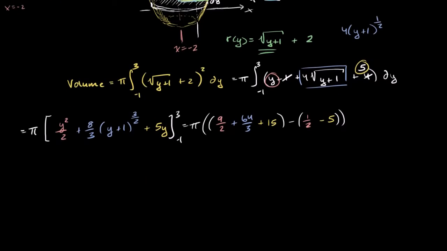So let's do it. So this whole thing is going to simplify to pi times, and it looks like, let's see, our least common multiple of all of these denominators is going to be 6. So let's put everything over a denominator of 6. So 9/2 is the same thing as 27 over 6. 64/3 is the same thing as 128 over 6. 15 is the same thing as 90 over 6. 1/2 is the same thing as 3 over 6.